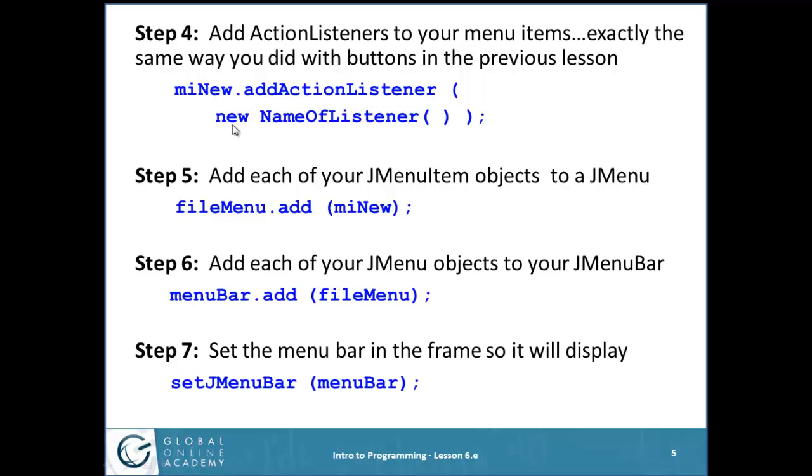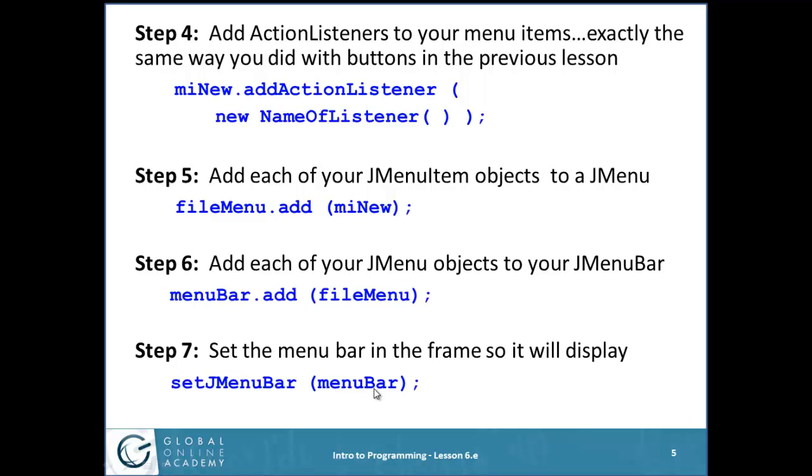All right, now that the menu items have an action associated with them, we add each of our menu items to a menu. So we say, hey, menu, add this menu item. And then I'd probably do menu, add the next menu item. And menu, add the next menu item. I do that for every menu item, attaching it to whichever menus it needs to get attached to. Then I add each of my menus to the menu bar. And finally, I make the menu bar visible in the frame by doing setMenuBar, passing it the object name for the menu bar.